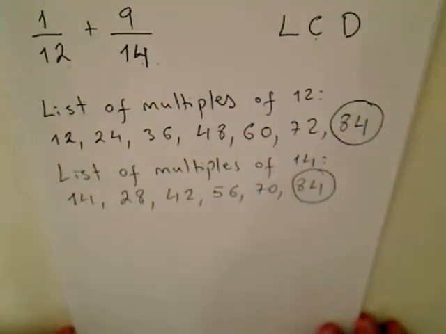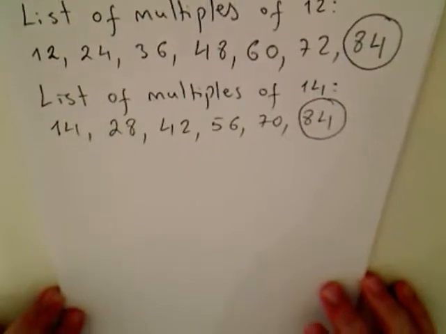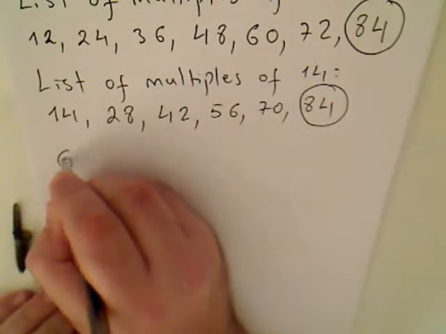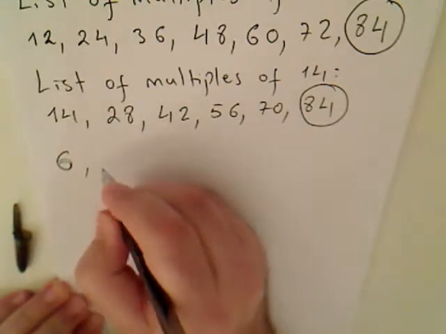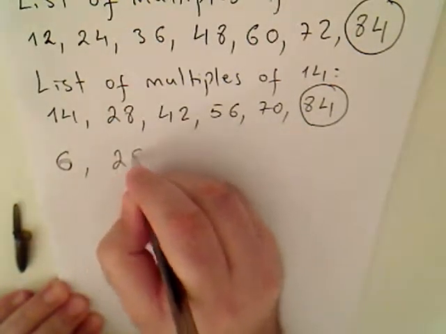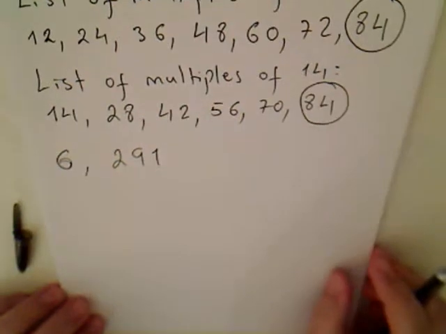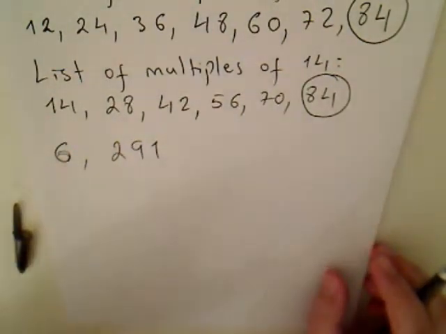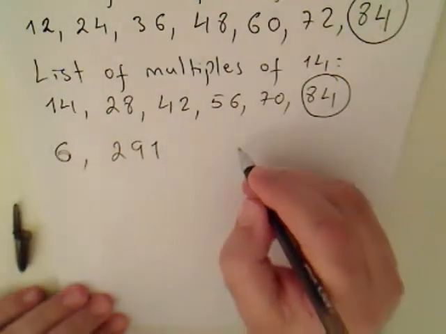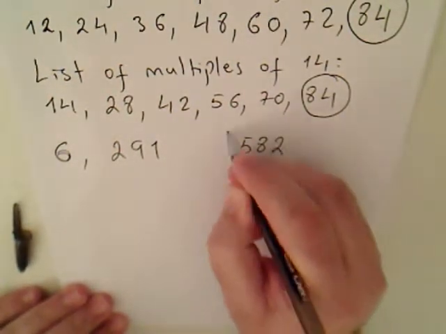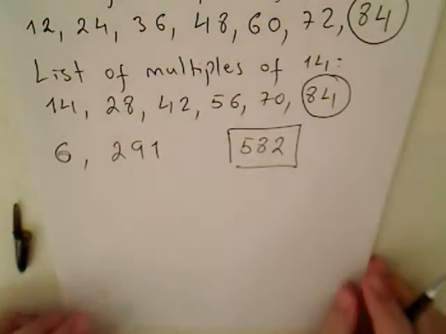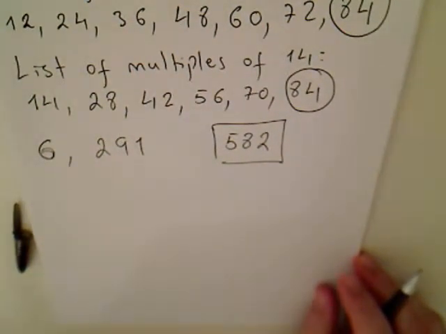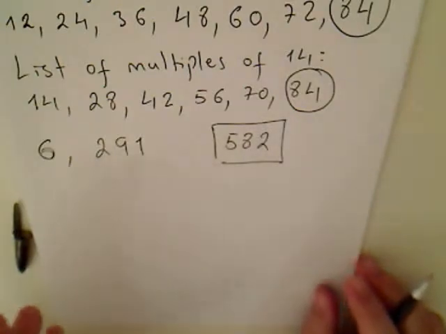Well, not easy. Imagine you had to add numbers, or you were trying to find the least common multiple of 6 and, for instance, 291. Well, that would not be easy. You have to make a huge list. By the way, for those who want to know, it would be 592. You can check.